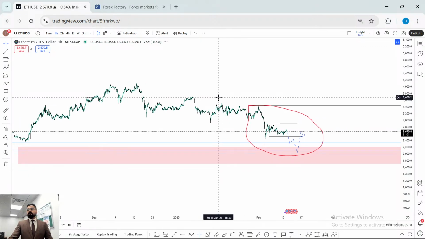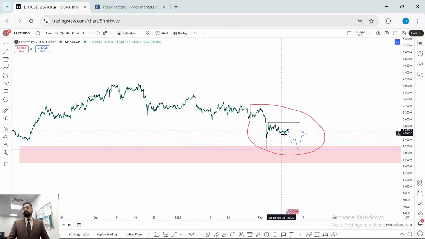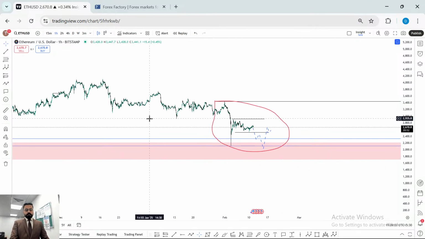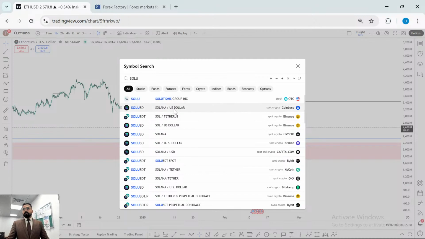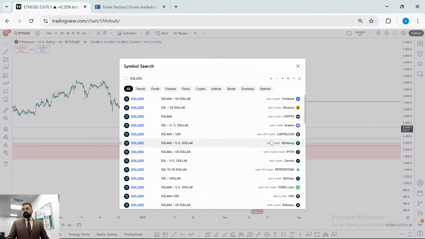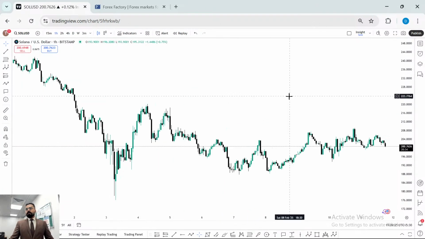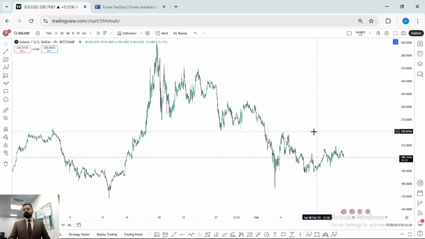Okay, rather than going for a long with leverage, you can buy in the spot. Okay, apart from that, Sol is a coin. Solana is also consolidating, right?